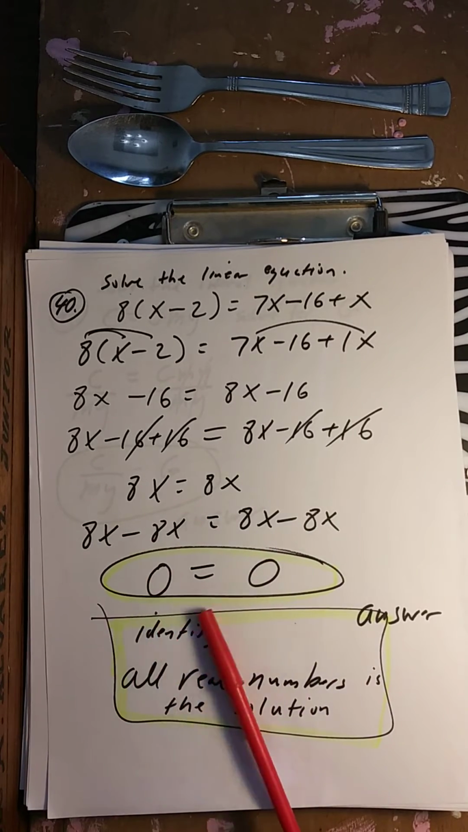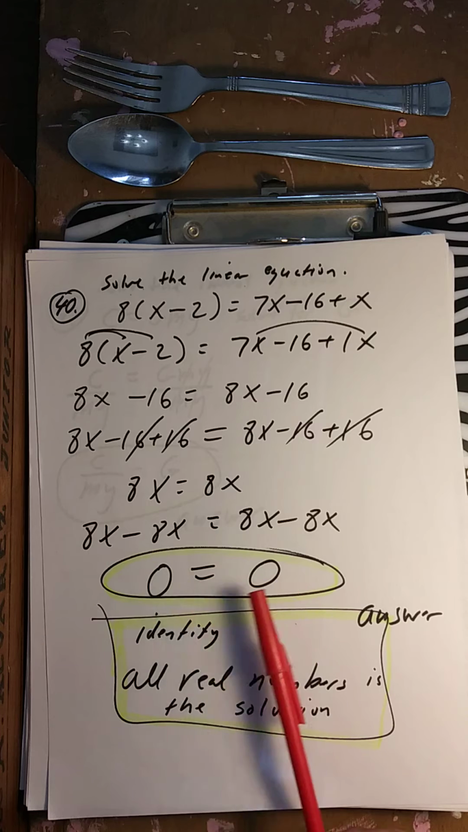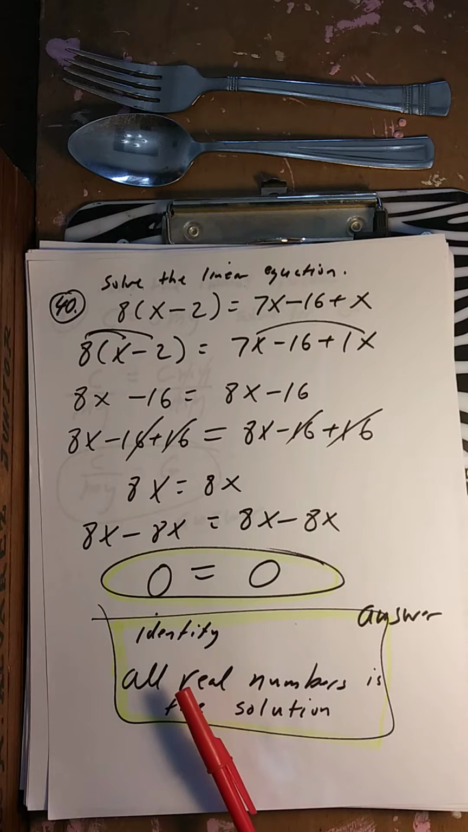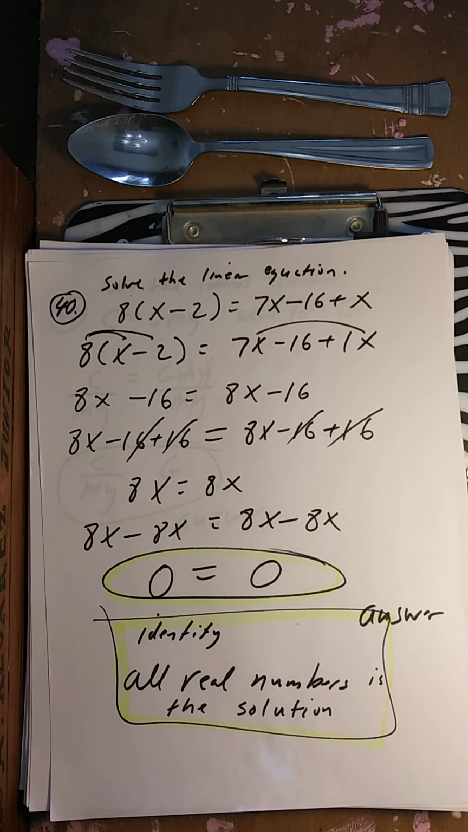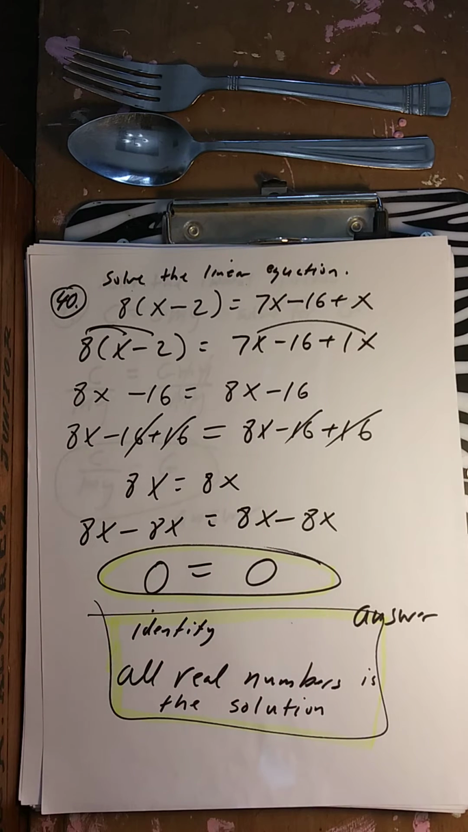0 equals 0. Whenever you get something that's true always like this, it's an identity. That means that all real numbers is the solution for this. Infinite number of solutions.